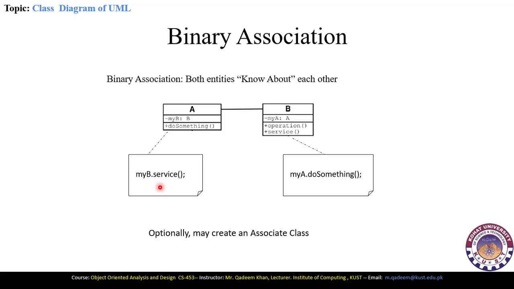So if we access the service function of B through the object myB in A, that means A is communicating with B. Similarly, B is also communicating with the object of A, and the doSomething function is accessed inside B. That's why there is a binary association, or communication, between A and B. Optionally, we may create an association class. That means two classes are associated with each other through their objects.